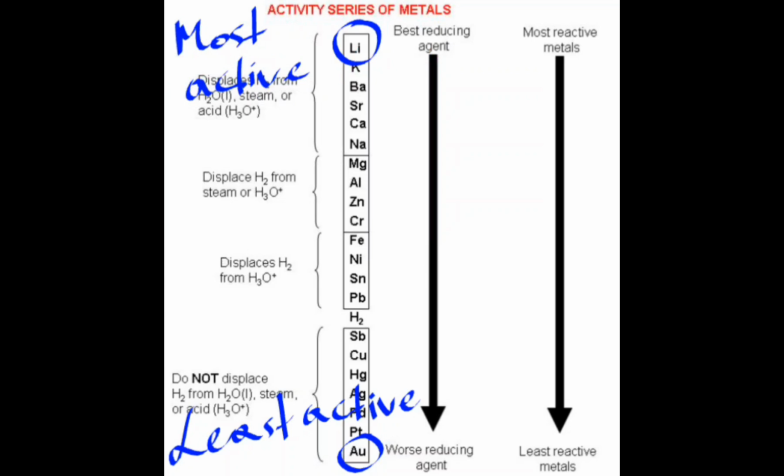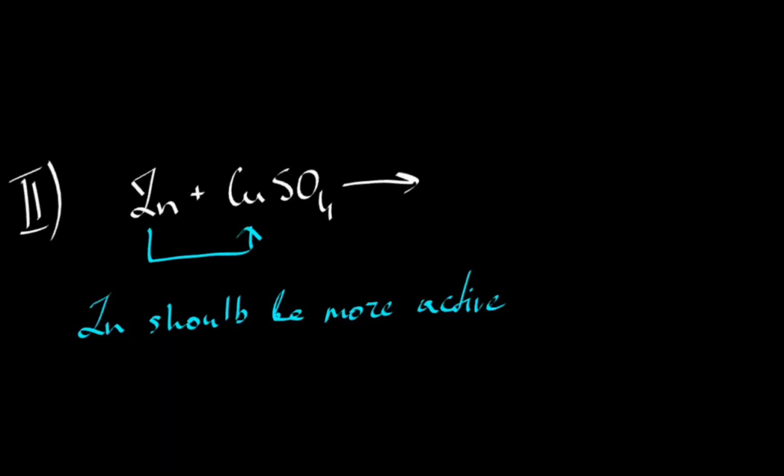Now, let's find the metals in the reaction. As we can see, zinc is more active than copper, so the reaction will take place. All that's left to do is to change zinc with copper and swap the charges with subscripts. In this case, we don't need to balance the reaction out.